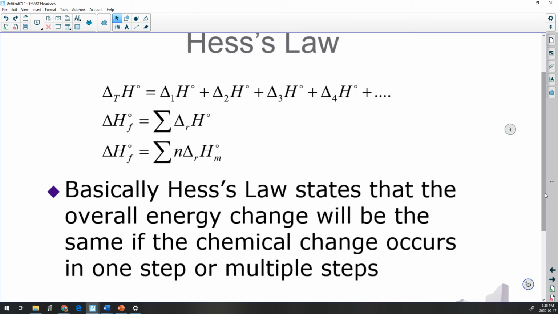And we have an equation for delta RH and delta RHM. The sum of all the n delta RH, all of the number of moles times the molar enthalpy. That's the idea of Hess's law. Now we're going to use this.